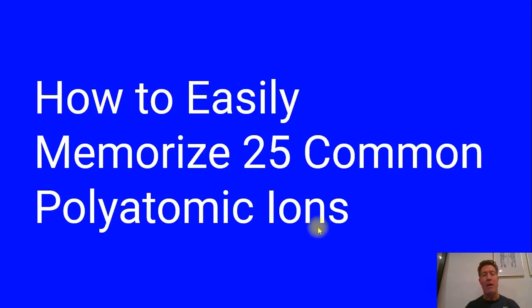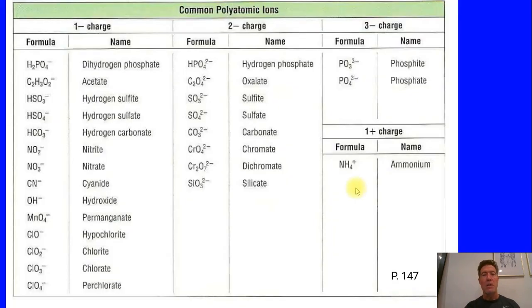So today I want to talk about how to easily accomplish that. And we're going to group them together in big clumps that make a lot of sense. So let's look at the polyatomics that we're supposed to memorize. Here are 25 of the polyatomics. It comes from page 147 in your textbook. And we want to commit to memory, or at least be able to recognize when we see them, these 25 polyatomics.